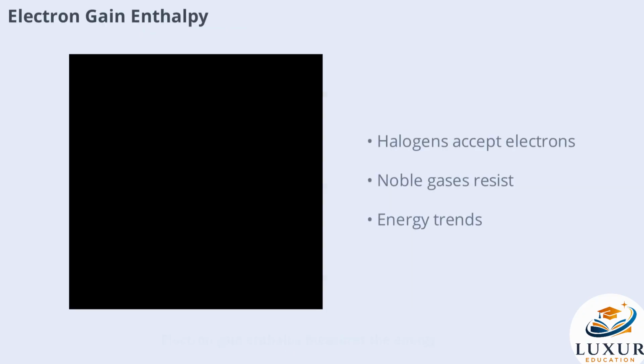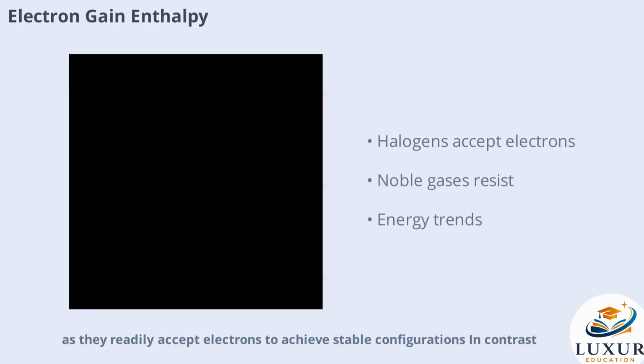Electron gain enthalpy measures the energy change when an atom gains an electron. Elements like halogens have highly negative electron gain enthalpies, as they readily accept electrons to achieve stable configurations. In contrast, noble gases have positive values, as adding an electron disrupts their stable arrangement. These trends help explain why some elements form anions more easily than others.